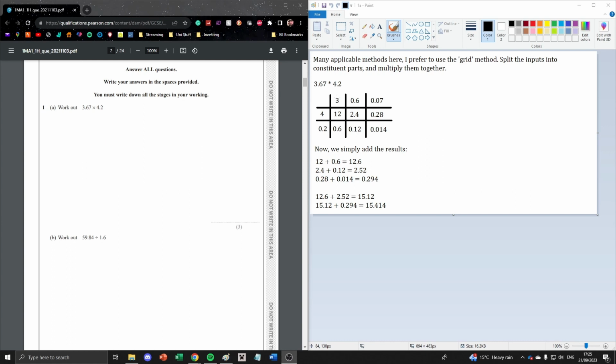So we're going to break each number down into its constituent parts that are easier to deal with, multiply them individually, and then add all of our results together. For the 3.67 we break it down into 3, 0.6 and 0.07. It's important to remember the place value of each part of the number. And then 4.2 we break down into 4 and 0.2. So 4 times 3 is 12, 4 times 0.6 is 2.4, 4 times 0.07 is 0.28, and then 3 times 0.2 is 0.6, 0.6 times 0.2 is 0.12.